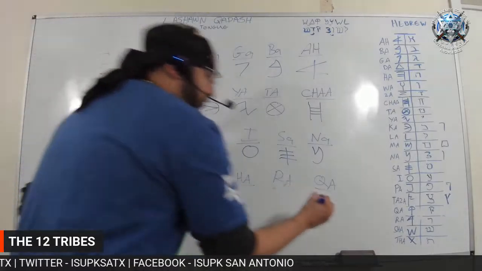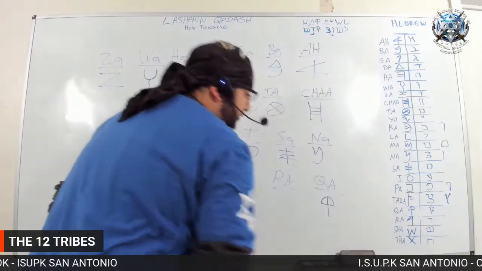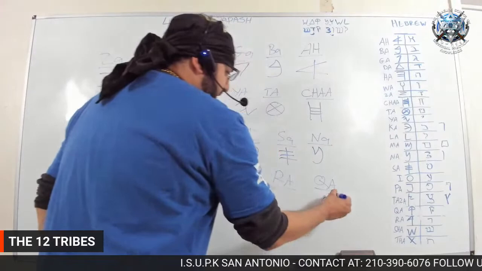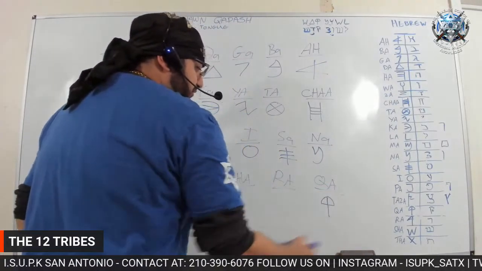Qua. Kind of like a jellyfish, right? Qua just basically has this semicircle with a line drawn down the middle.